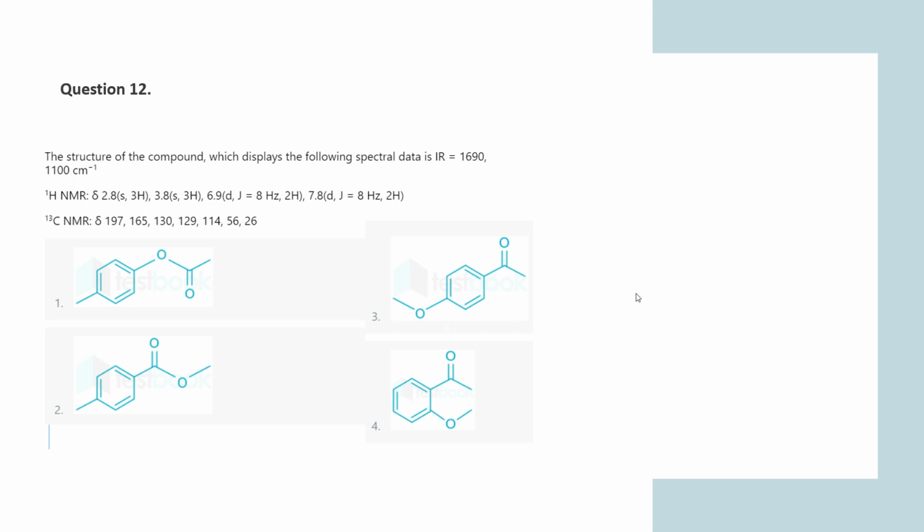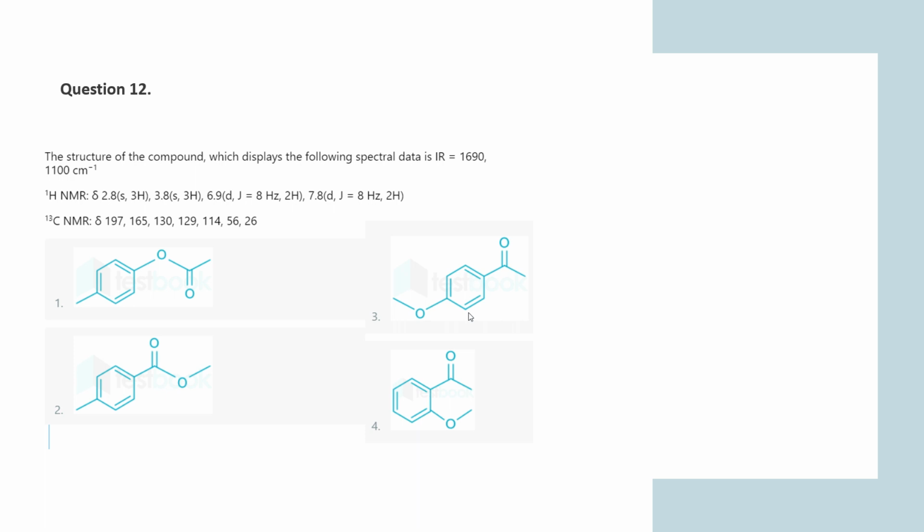So let us go for the 13C NMR spectrum first. You are given 197, 165, 130, 129, 114, 56 and 26. If you look at the carbonyl carbons present in all the 4 options, you will see ester, ketone, ketone and ester again. The value is 197, way more than 170, which is a typical value of an ester. So looking at the value 197, you can cancel out the options containing ester functionality. So we will straight away cancel out option 1 and option 2. We are left with option 3 and 4, which contain ketones.